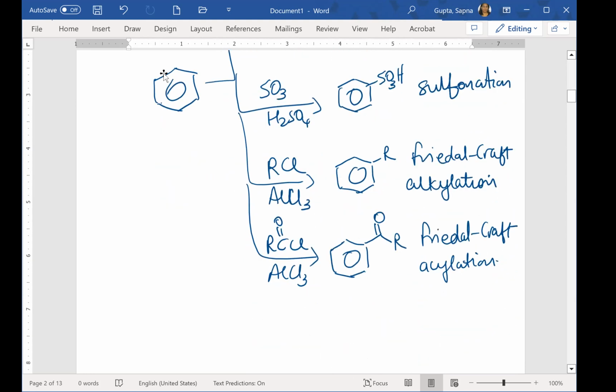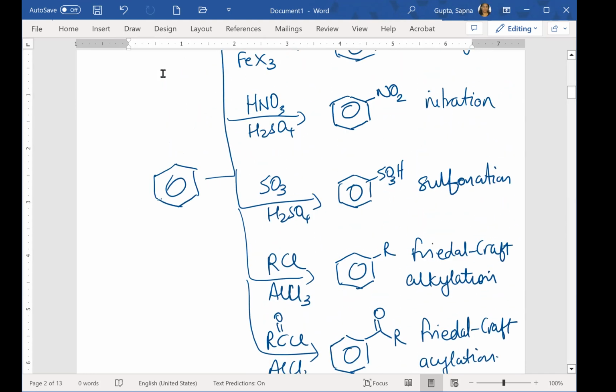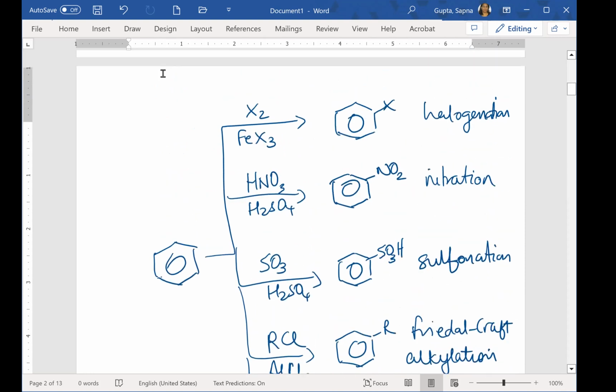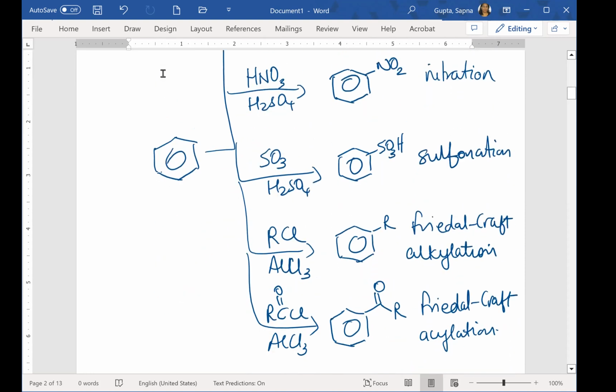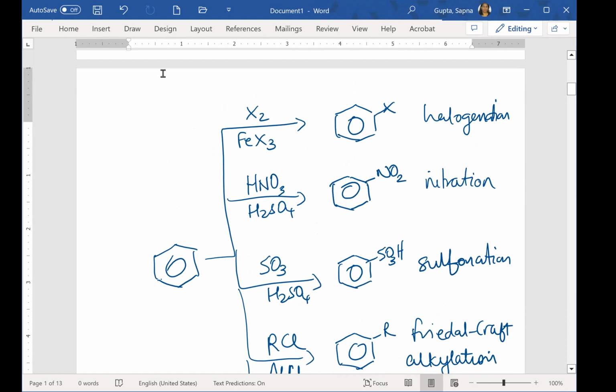Okay, if you didn't write everything, it's okay. We'll catch up because we're going to have to write these reactions again. All right, let me go over all of these first with you one by one, and then we'll take them individually as well, with the specific reaction. So the first one is halogenation.